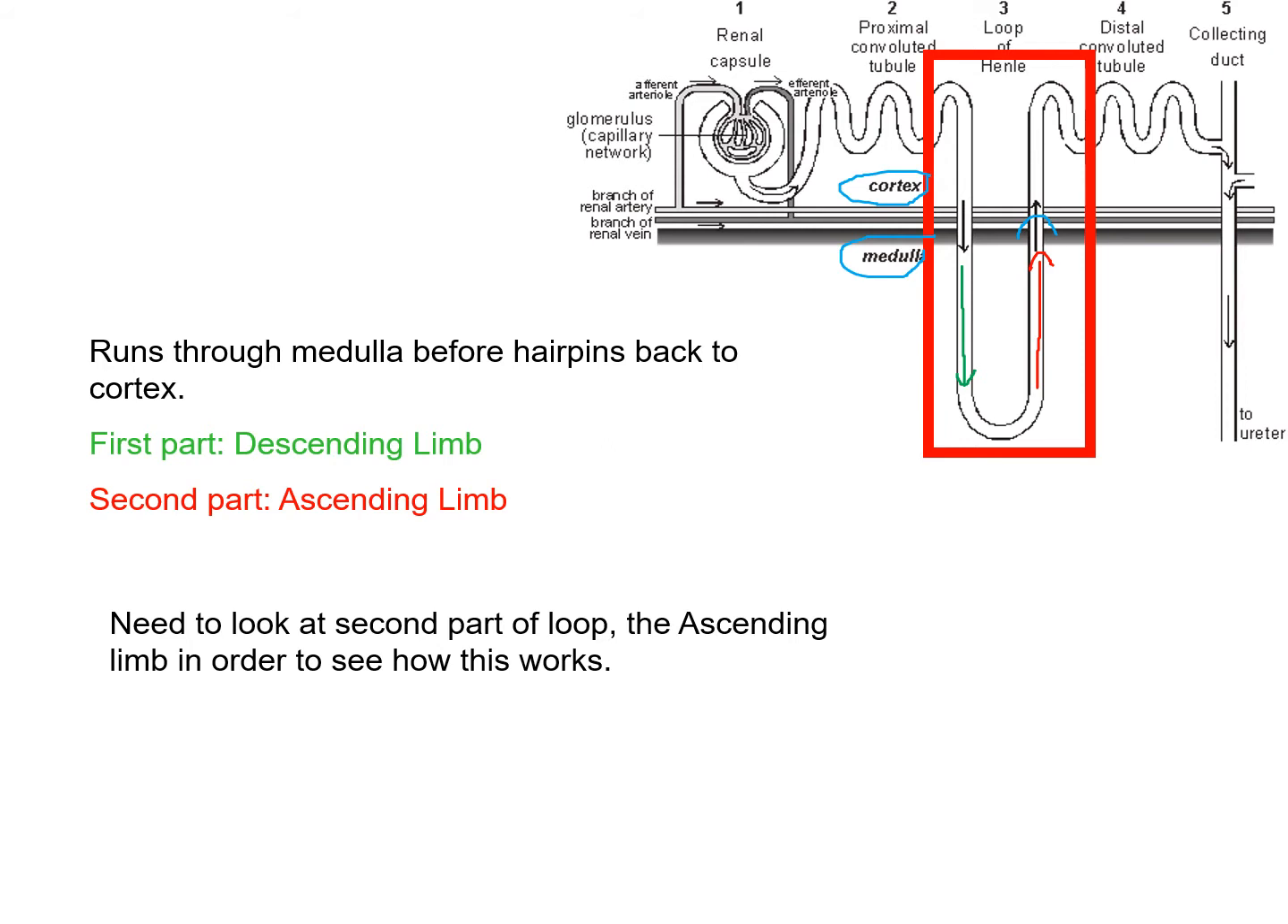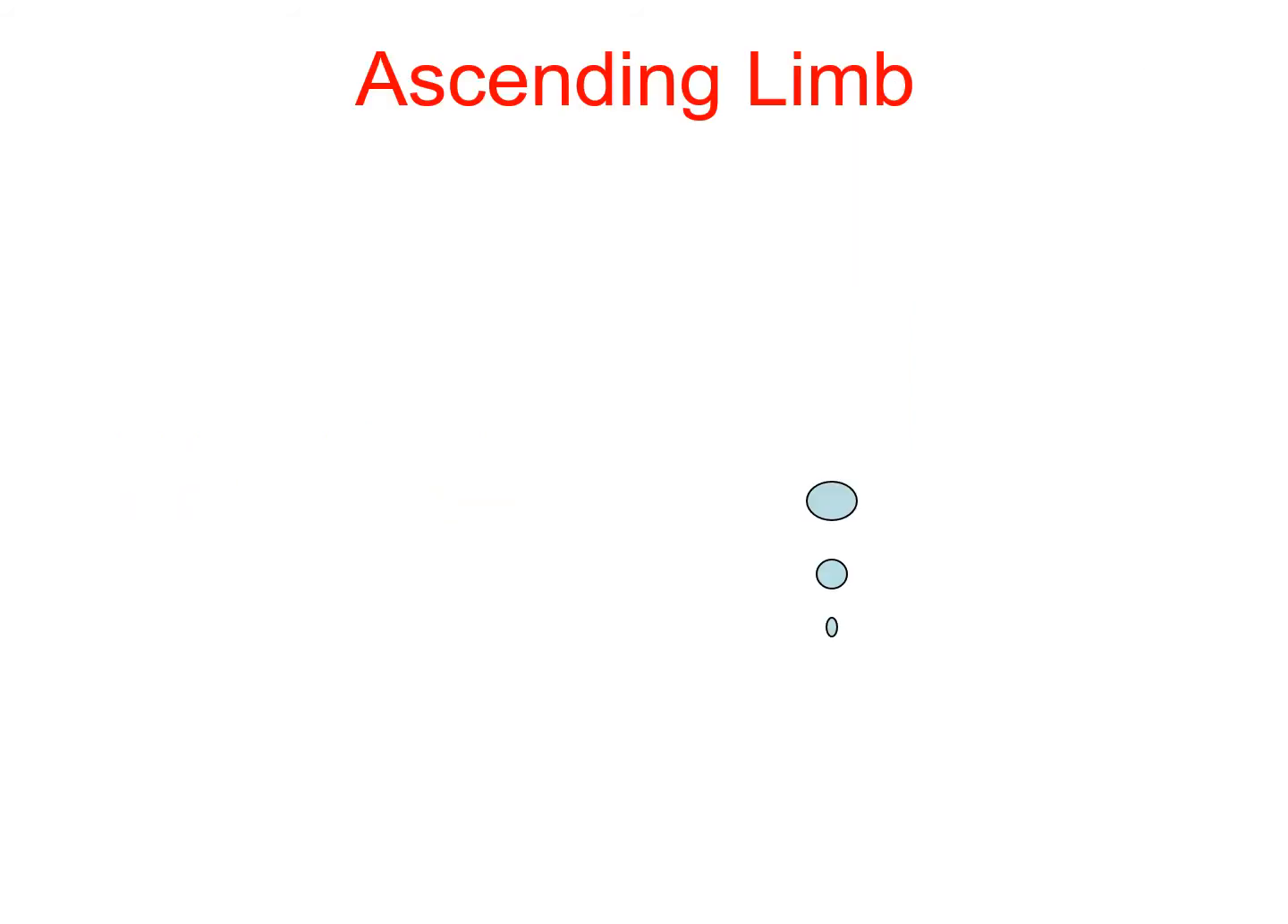So we're going to look at the ascending limb first, and that is key to understand what happens in water reabsorption. If we have a look at the ascending limb, you need to know in the ascending limb, the walls are impermeable to water. So what that means is water cannot cross through the walls of the ascending limb.